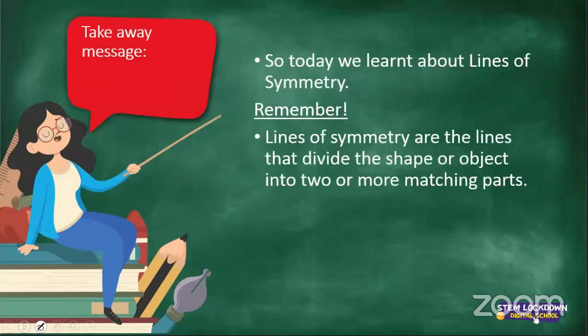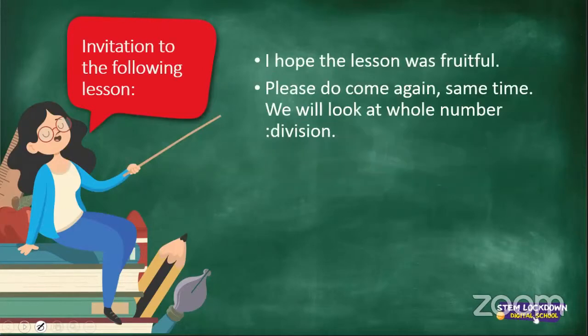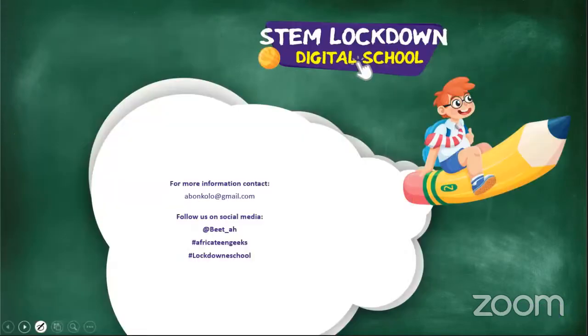Okay, so today basically you learned about lines of symmetry, and then you also recapped on what regular polygons were, 2D shapes, and you also learned the vertexes and the edges, how to differentiate between the two. So remember, the lines of symmetry are the lines that divide the shape of the object into two matching halves, or equal parts.